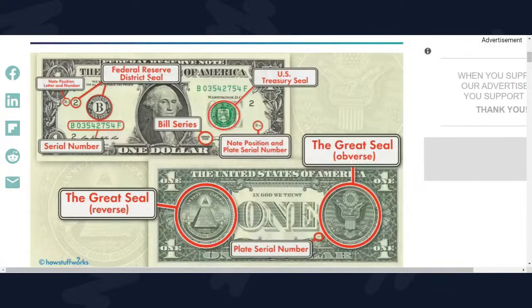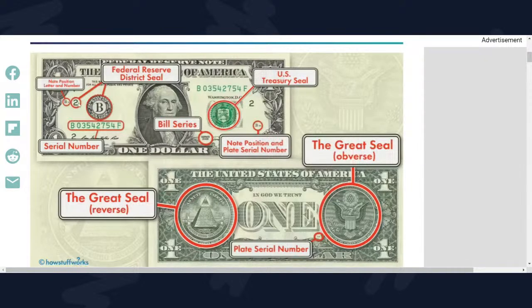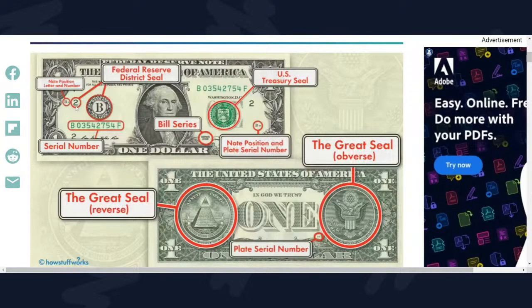Then you've got the Federal Reserve District seal, which is the big black one, which is going to have a letter inside in the middle. And then it's going to have its correlating number alphabetically. B is the second letter of the alphabet. So if it would be A, it would be 1. If it's C, it would be 3. If it's D, it would be 4, and so on up to number 12, which is L.